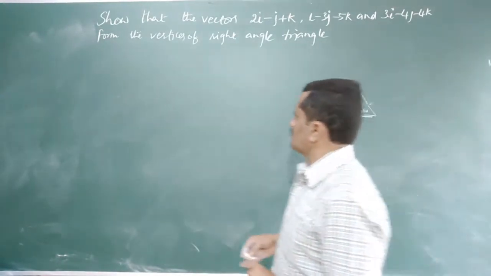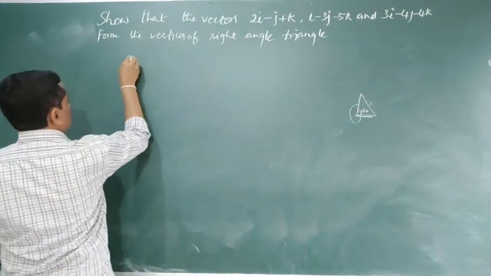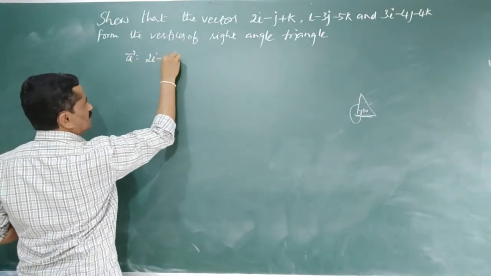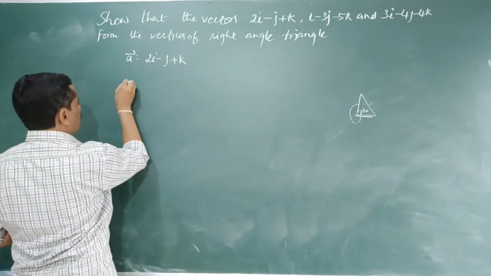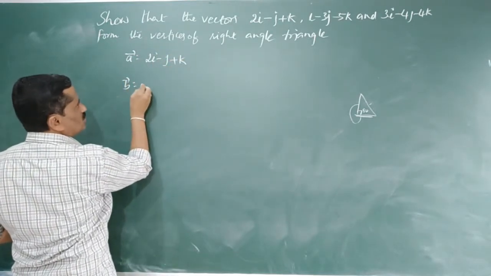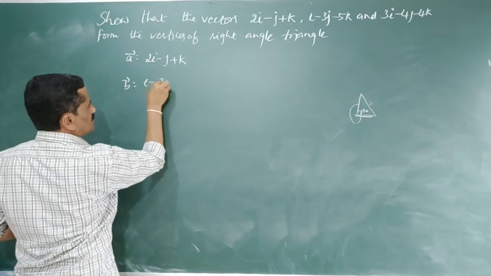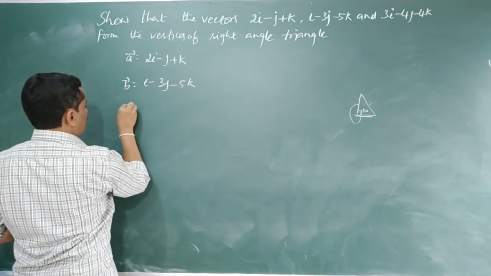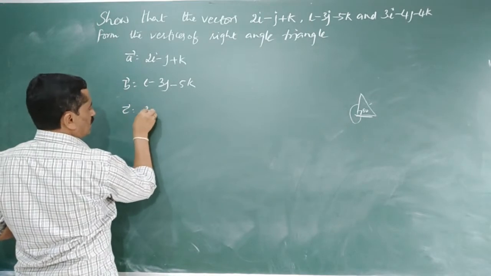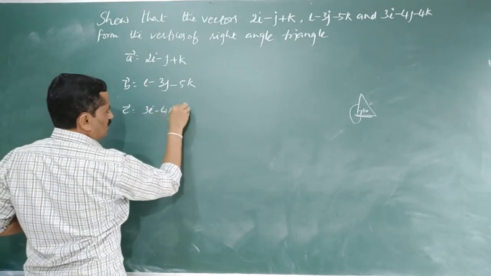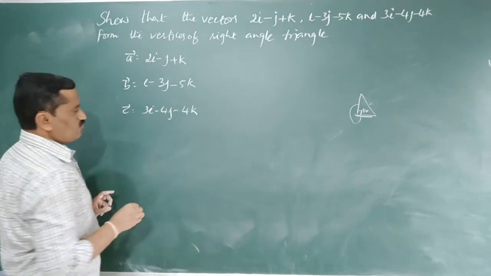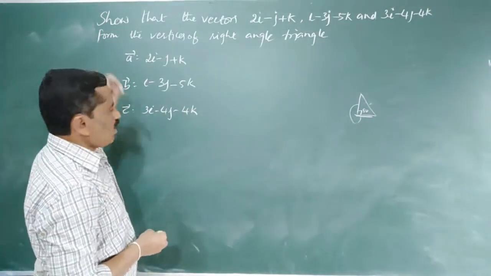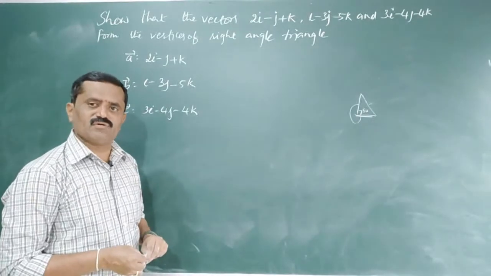Here it is given that a bar is equal to 2i minus j plus k. Similarly, vector b bar is equal to i minus 3j minus 5k and c bar is equal to 3i minus 4j minus 4k. Here we have to find the length of each, that is the magnitude of a given vector.